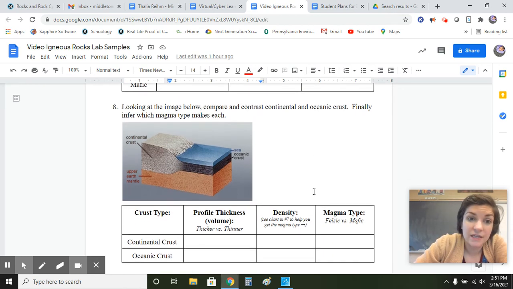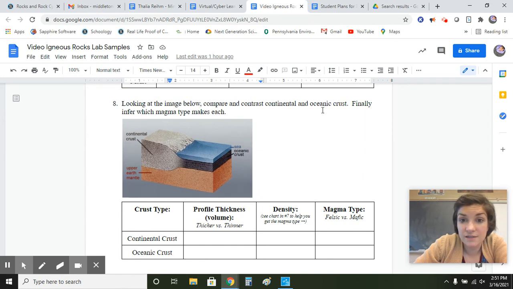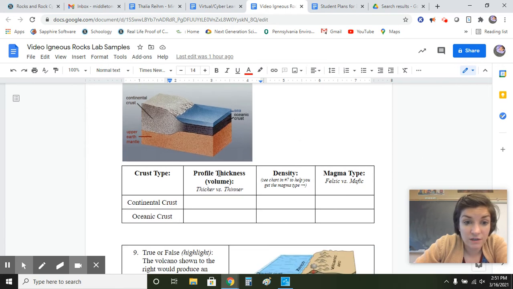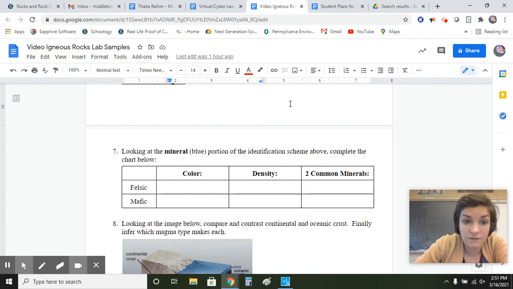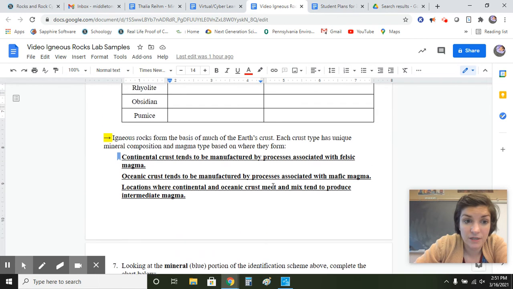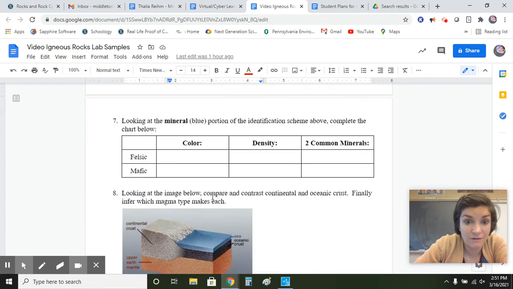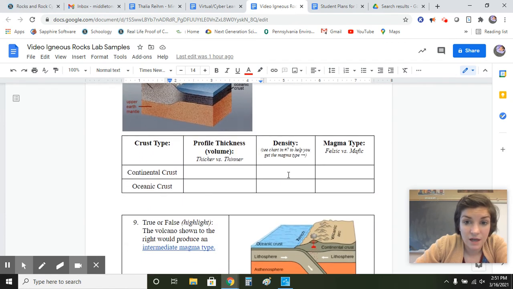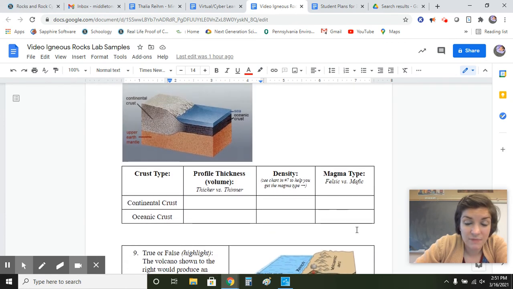And then number 8, looking at the image below, compare and contrast continental and oceanic crust. Finally, infer which magma type makes each. So you're literally just going to look at the picture for if it's thicker or thinner. The density, you can use number 7 here. If you remember, it talks about continental versus oceanic crust right there, as well as mafic or felsic, what type of magma it is.